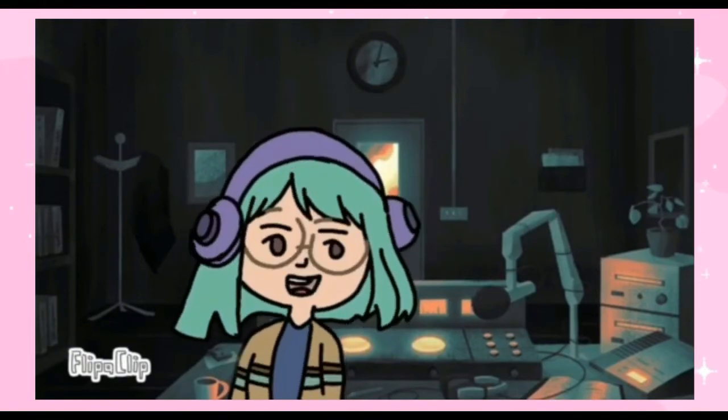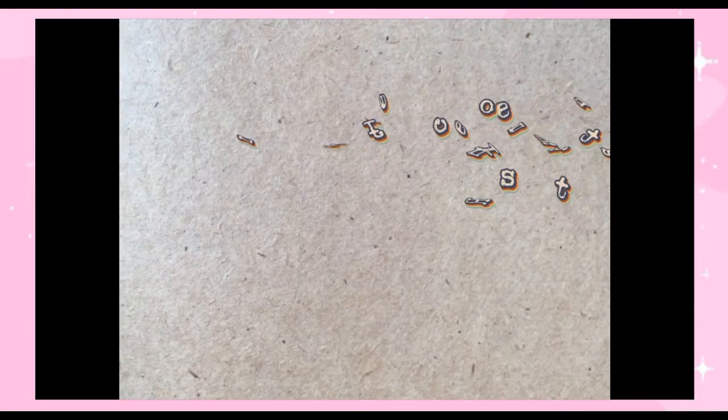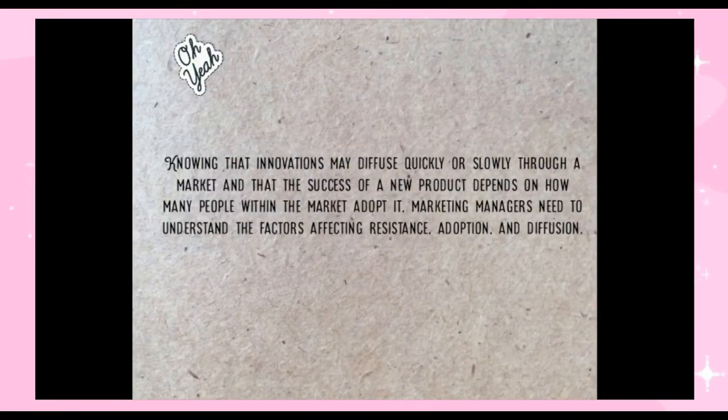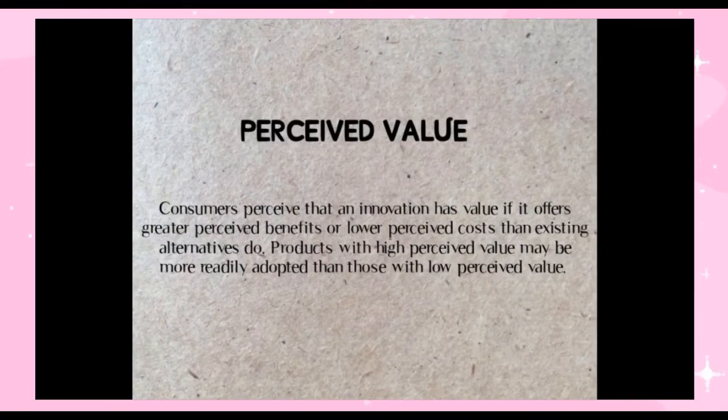The influence on adoption, resistance and diffusion. Knowing that innovations may diffuse quickly or slowly through a market and that the success of a new product depends on how many people within the market adopt it, marketing managers need to understand the factors affecting resistance, adoption, and diffusion. Characteristics of the innovation that can affect resistance, adoption, and diffusion. Perceived value. Consumers perceive that an innovation has value if it offers greater perceived benefits or lower perceived costs than existing alternatives do. Products with high perceived value may be more readily adopted than those with low perceived value.